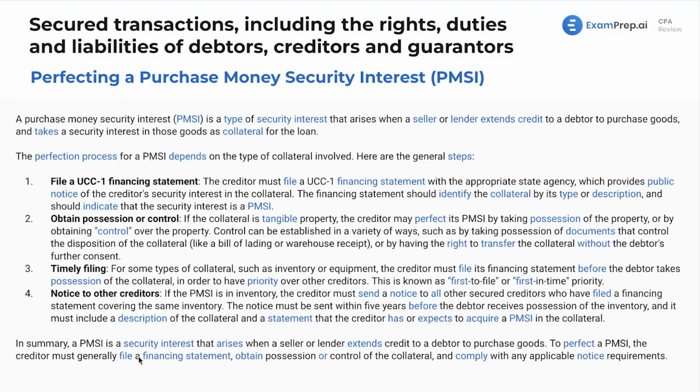Now, in summary here, a PMSI is a security interest that arises when a seller or lender extends credit to a debtor to purchase goods. In order to perfect a PMSI, the creditor must generally file a financing statement, obtain possession or control of the collateral, and comply with all of these applicable notice requirements.